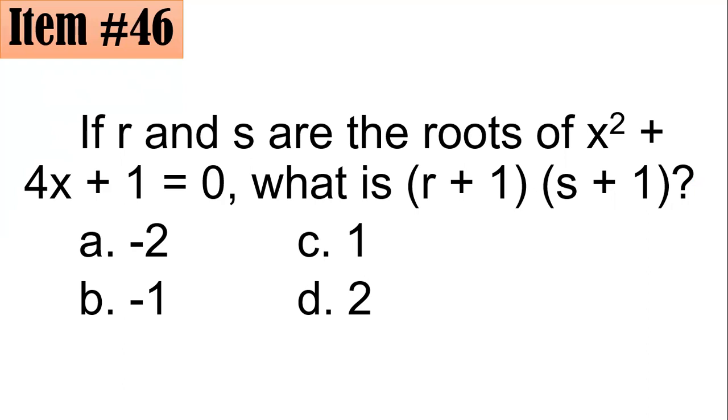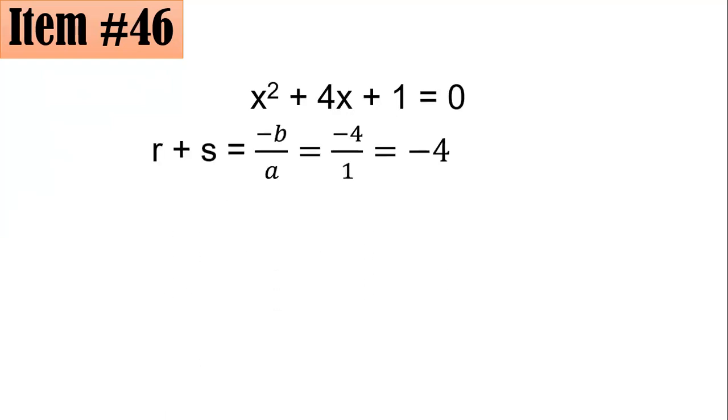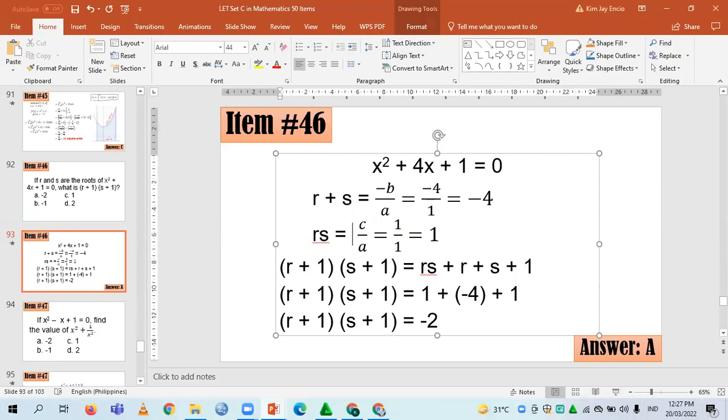Remember that to get the sum and product of the roots, we will use what we call Vieta's formulas. That is, the sum of the roots. If you could still remember, if you have a quadratic equation in standard form, ax squared plus bx plus c equals 0, then Vieta's formula for the sum of the roots is negative b over a. So in this case, negative 4 over 1, which is negative 4. For the product of the roots, I hope you could still recall the c over a. The c here is 1 and the a here is 1. So 1 over 1 will give you 1, which is your product of your roots.